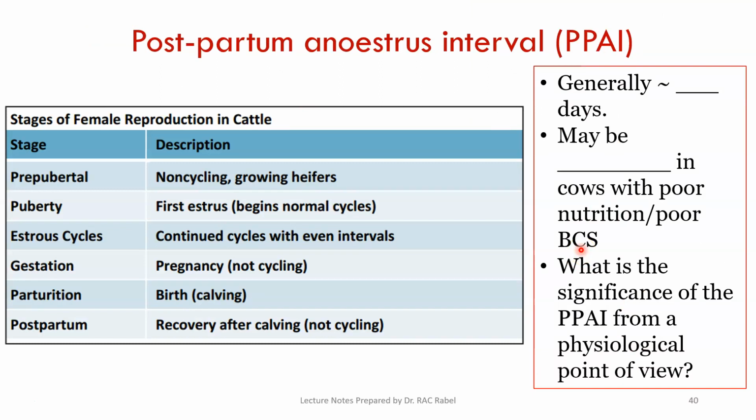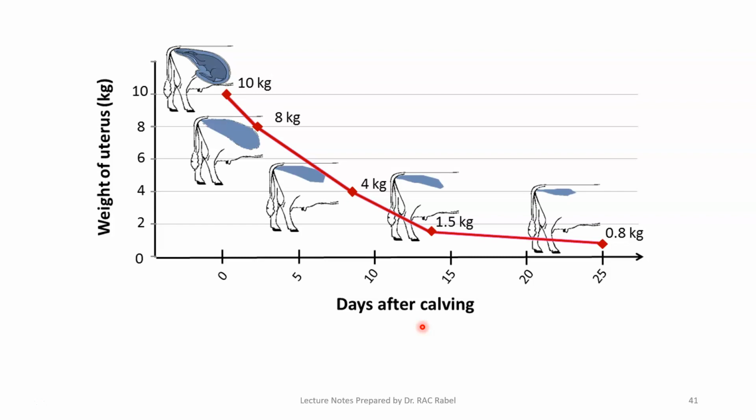So this open period, right? I said we wait for 60 days. Some animals may come to heat, some animals won't, right? So there is a period of anestrus. We call this the postpartum anestrus interval, right? There are other anestrus periods in cows, right? Those are examples. And this is the postpartum anestrus interval, right? So why do they need this?